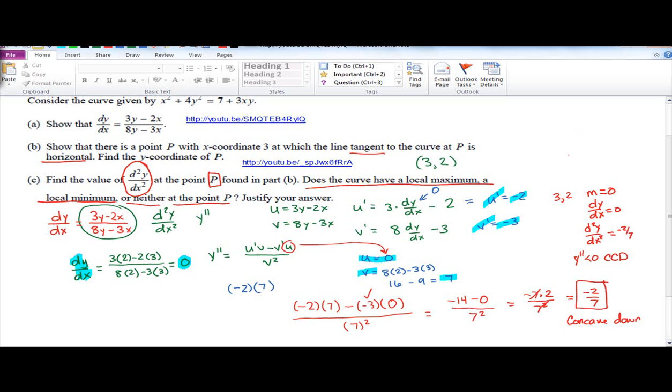In part B, we showed that the slope, m, was equal to 0, or dy dx was equal to 0, because they told us that we had a horizontal tangent. And now we have the second derivative, d squared y dx squared, equal to negative 2/7. So that means we have a concave down function with a 0 slope right here at the coordinate 3, 2. So that means we have a max. And we've proved that with this information. Slope is 0, and the second derivative is negative, or concave down.